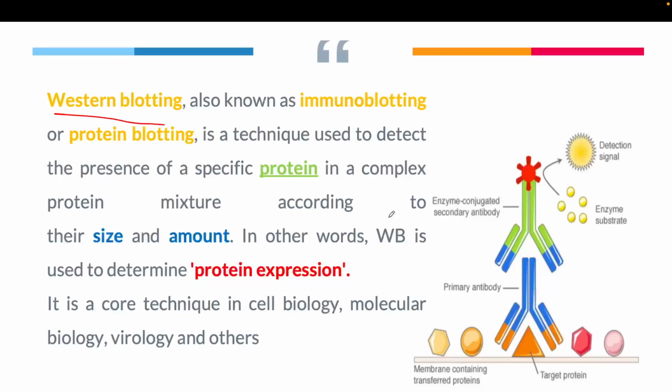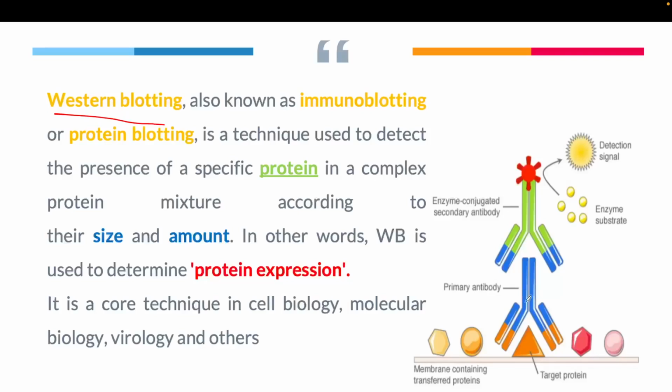Unlike Southern blotting and Northern blotting, here you are not using any kind of probe to detect the protein. Here you are using another protein, which is called an antibody. Suppose this is your target protein; to detect it, you have to add an antibody instead of the probe.